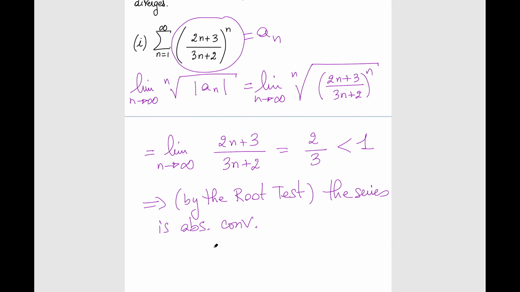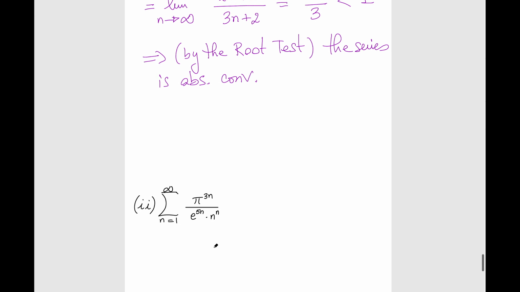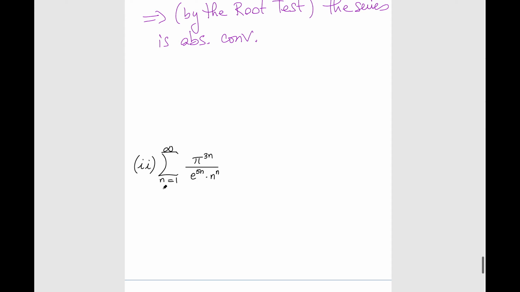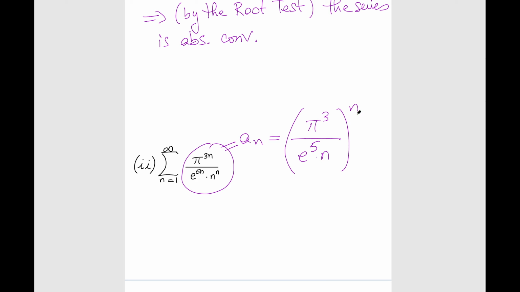Yes? Okay. And finally this one. In this case, this term is my an. And look, every factor here has an nth power, right? So it's not hard to see that an is actually pi cubed divided by e to the power 5, times n downstairs, and the whole thing is to the power n. It's not hard to see that this is the case.